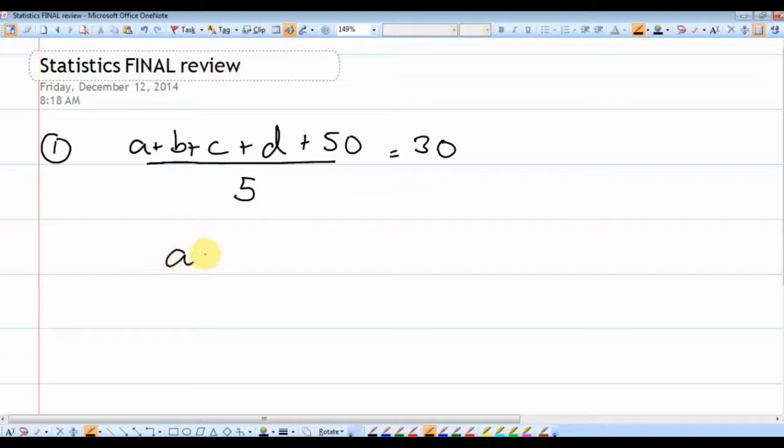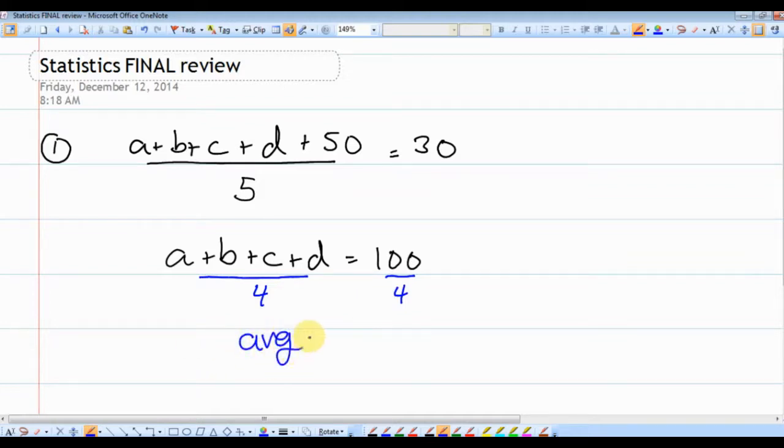So really what we're saying is A plus B plus C plus D, that's equal to 100. Okay, if I take the average of these 4 people, I'm supposed to just divide everything by 4, giving me the average equals 25. Unless I divided wrong.